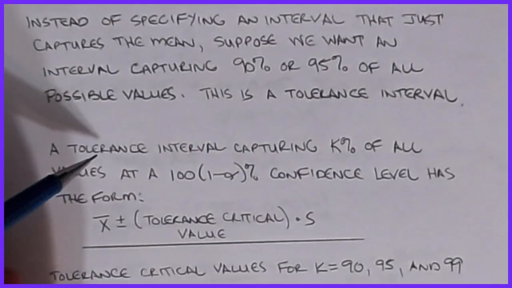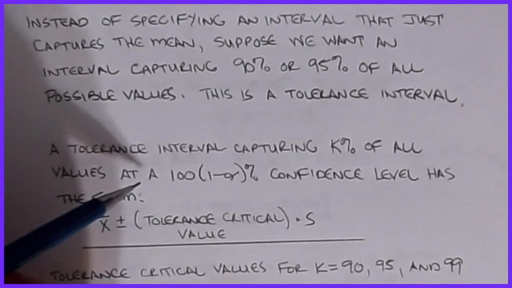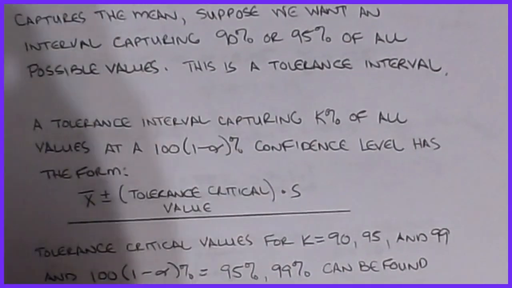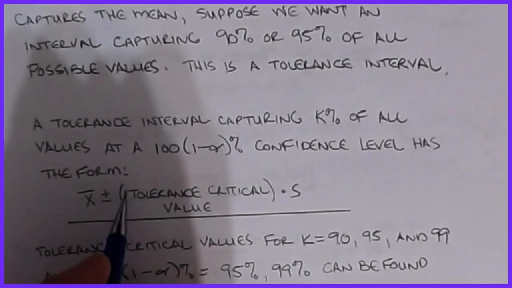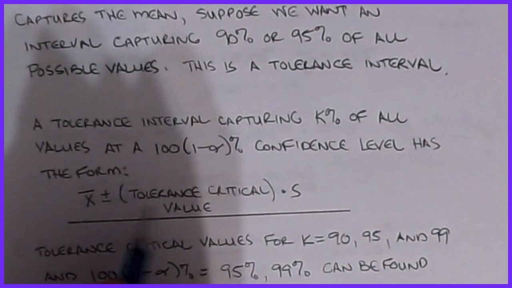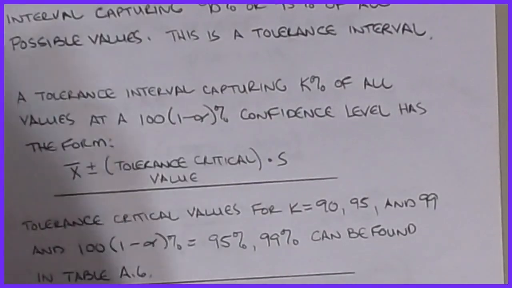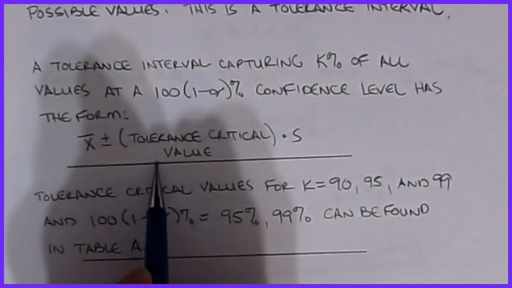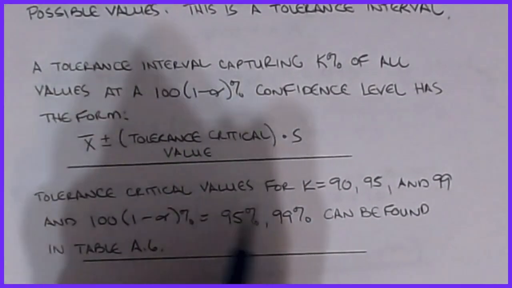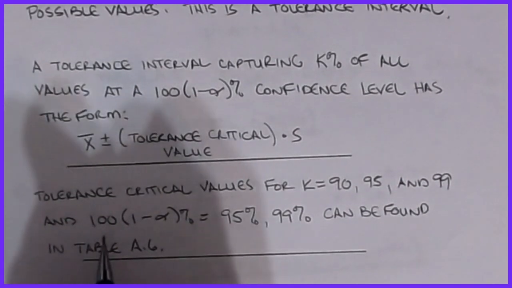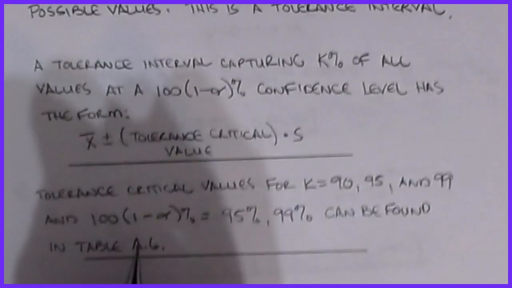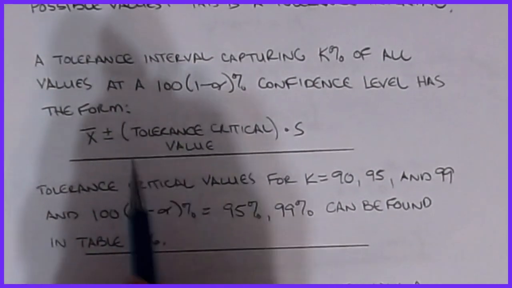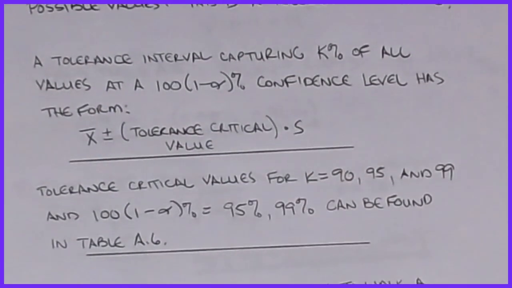A tolerance interval capturing k% of all values at a 100 times (1 minus alpha)% confidence level has the form x bar plus or minus my statistic, or in this case, the tolerance critical value times S. Now, a lot of these values are tabulated for specific k values and for specific confidence levels. Those are tabulated in 8.6. So we're going to do x bar plus or minus that statistic multiplied by the sample standard deviation.